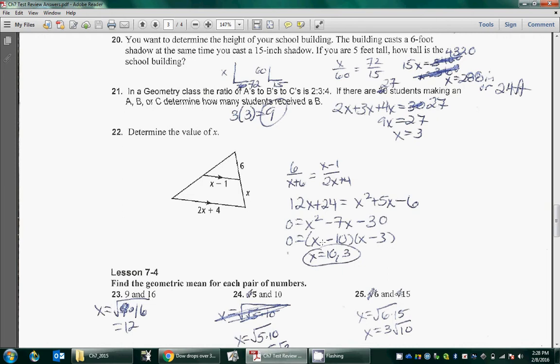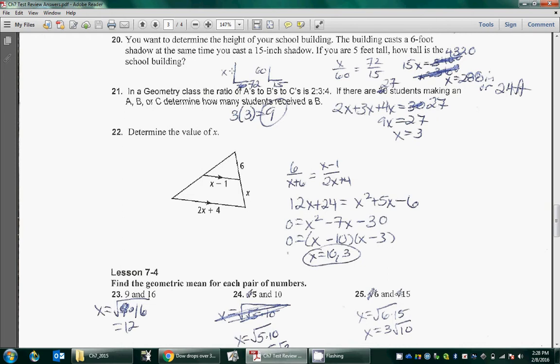So it says the building casts a 6-foot shadow. I went ahead and changed it to inches, and you'll see why here. So I got 72 inches. At the same time, you cast a 15-inch shadow. So I changed the 6 foot to inches just because it was easier. So 6 times 12 gets me 72 inches. If you are 5 feet tall, so that would be 60 inches, how tall is the school building, which is x?